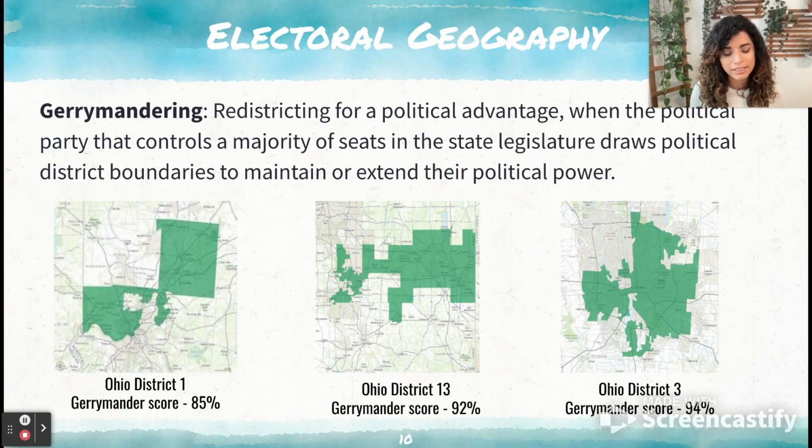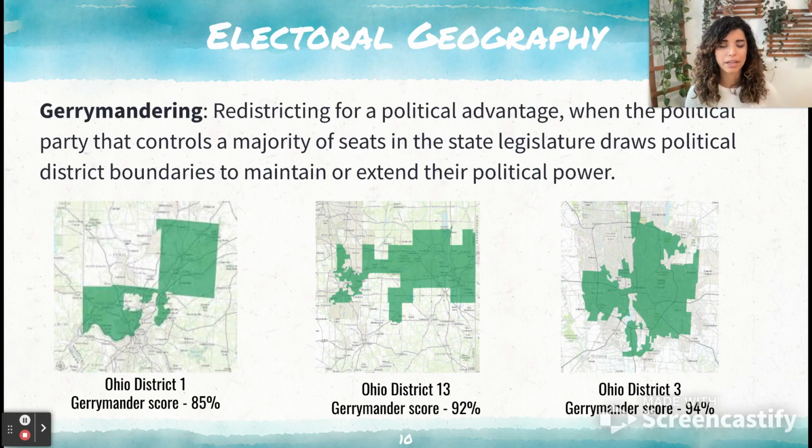And if you would really like to see me go off, then talk to me about gerrymandering in the state of Texas. So this is redistricting for a political advantage, when the political party that controls a majority of seats in the state legislature draws political district boundaries to maintain or extend their political power. So in other words, it's when the political party that's in power redraws the lines very strategically to where they will maintain that power, to where it's easier for them to be reelected.